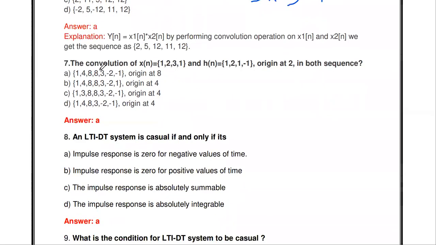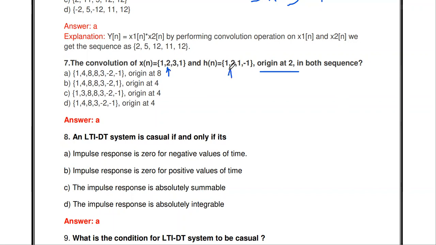Then the next problem: the convolution of x of n equal to 1, 2, 3, 1 and h of n equal to 1, 2, 1, 1, minus 1, with origin at 2 in both sequences. So what is origin at 2? If in a discrete sequence the arrow mark is not given, by default we take the first sample as the origin. But here they mention that in x of n and h of n the origin is at 2. So under 2 you just draw an arrow.